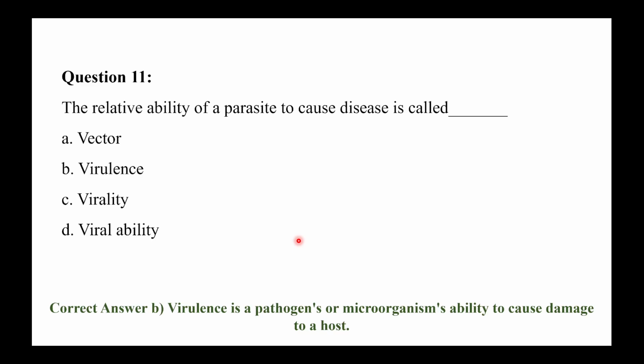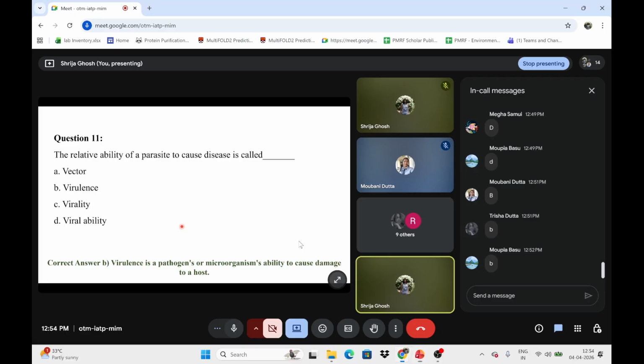Basically, if there are two different microorganisms and both of them cause infection, but one of them causes a more severe infection than the other, then we'll call the first microorganism, the one causing the more serious infection, more virulent than the other. So virulence is a measure of how serious a disease can be caused by a particular microorganism. Okay, I hope that's clear.